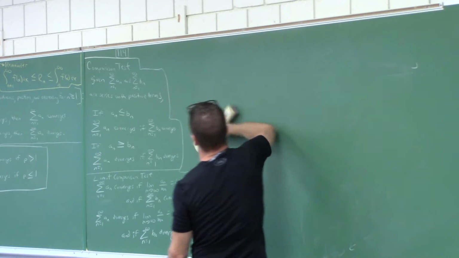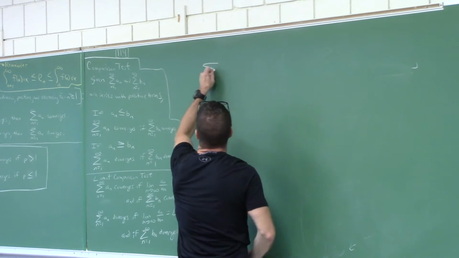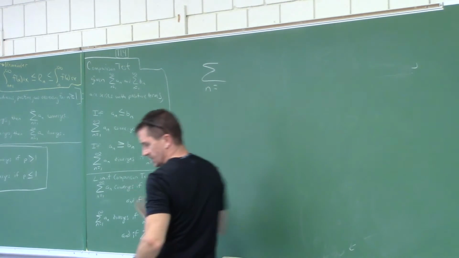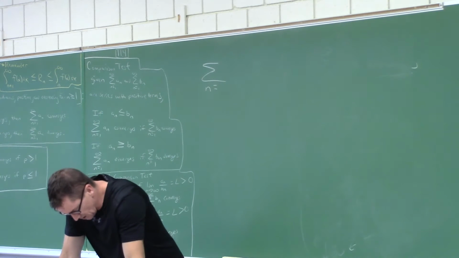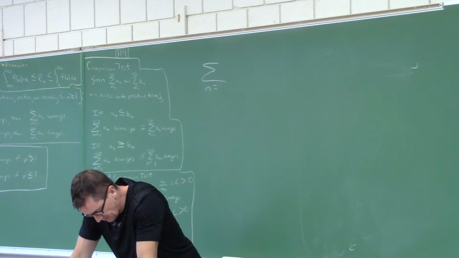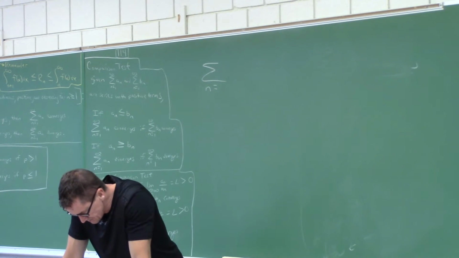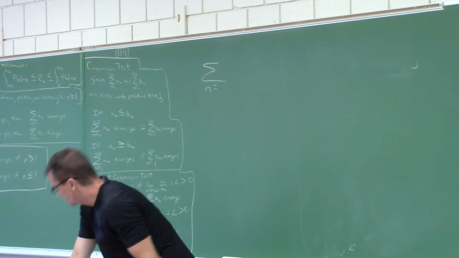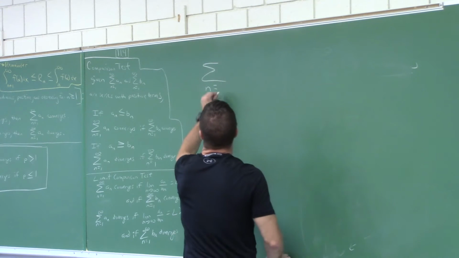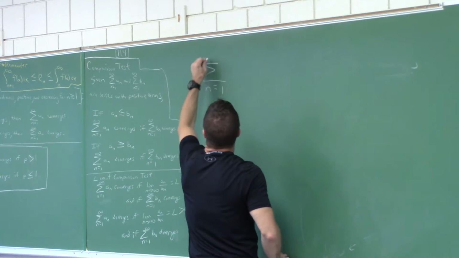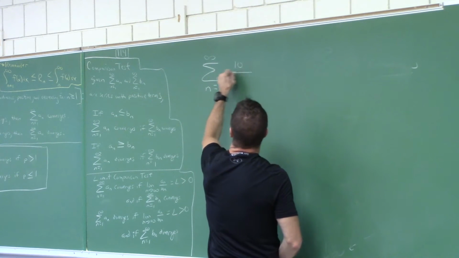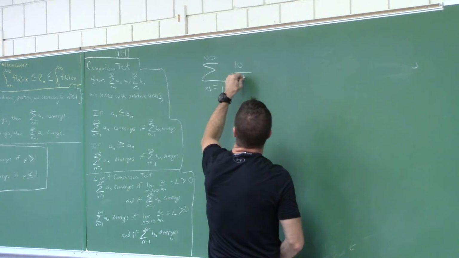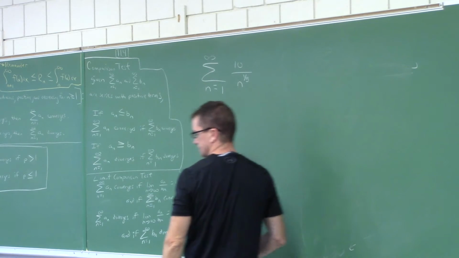Okay, here's my first example. Summation n equals. They either start these things at 1s or 0s, and when I'm in 11.3. Okay. I'll start with that.